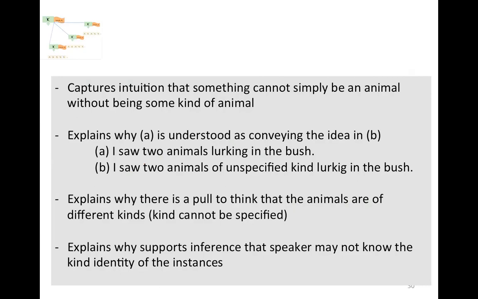Notice that something could simply be a dog without being some specific kind of dog, but we don't have that intuition about animal. And we can see this by the fact that if I say I saw two animals lurking in the bush, we have to understand this as I saw two animals of unspecified kind lurking in the bush. Notice, however, that there's no such pressure if I had used a similar sentence using dog. So I saw two dogs lurking in the bush.